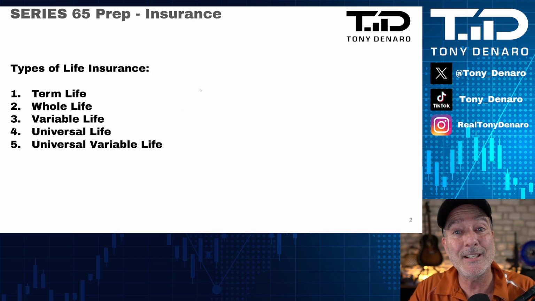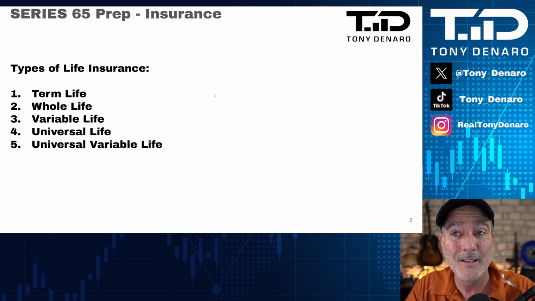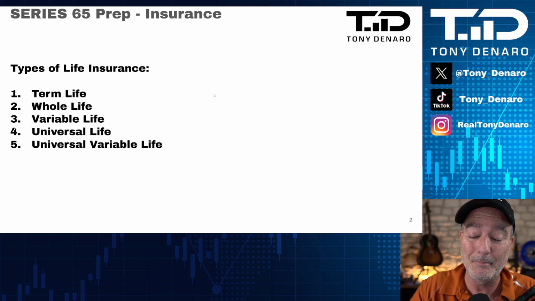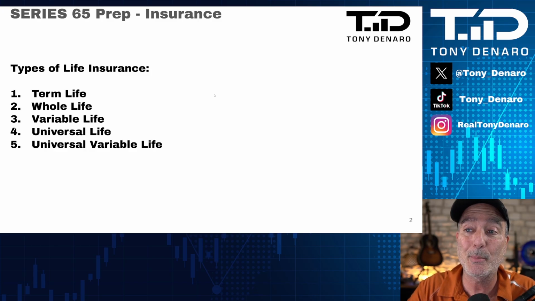The 5 categories we're going to be looking at for insurance: term life, whole life, variable life, universal life, and universal variable life. Each one of them have certain things in common and they have certain differences, and you will most often be tested on understanding both. What is the definition of these, and then how do they compare and contrast to each other? Very tricky questions, so you got to be ready for anything.